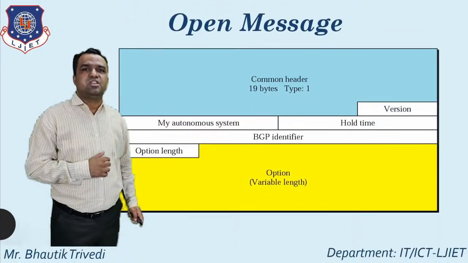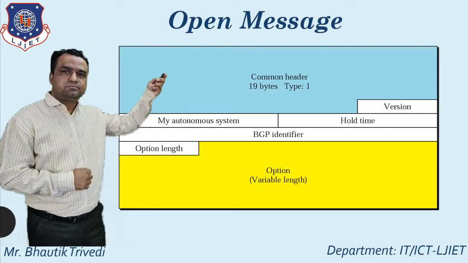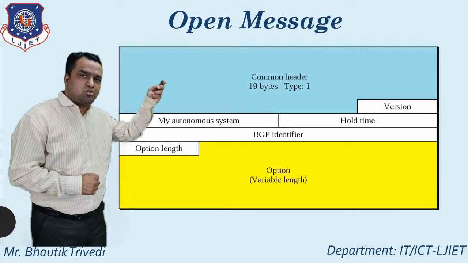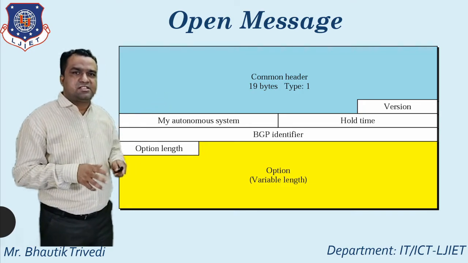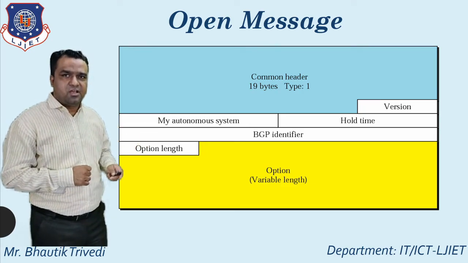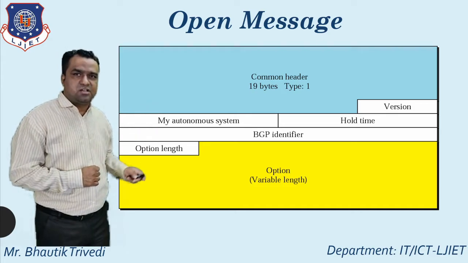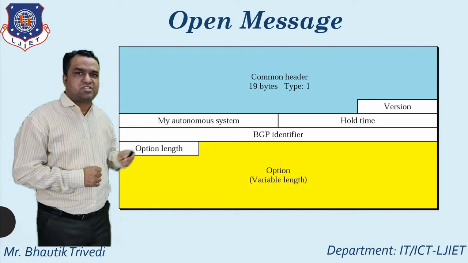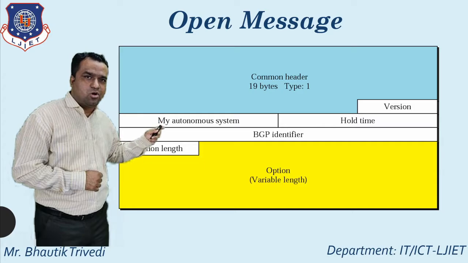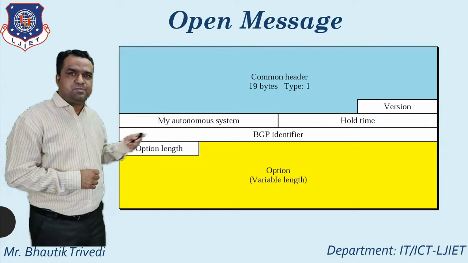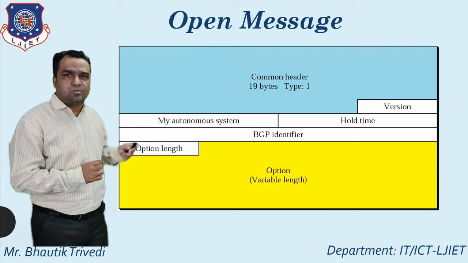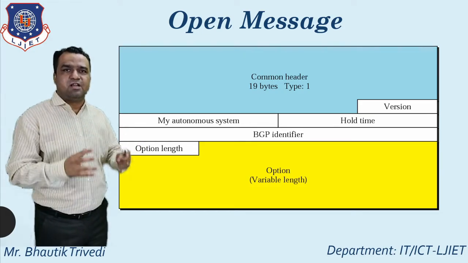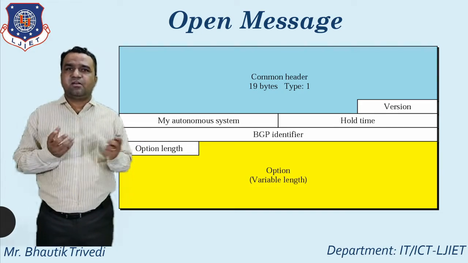First, talk about the open message. The open message has the common header, where type is equal to 1. It supports different fields. First one is known as version. Second is the autonomous system number. Third is the hold time. Fourth is the BGP identifier. Fifth is the option, and sixth is the option length. Let's start one by one with the fields in detail.